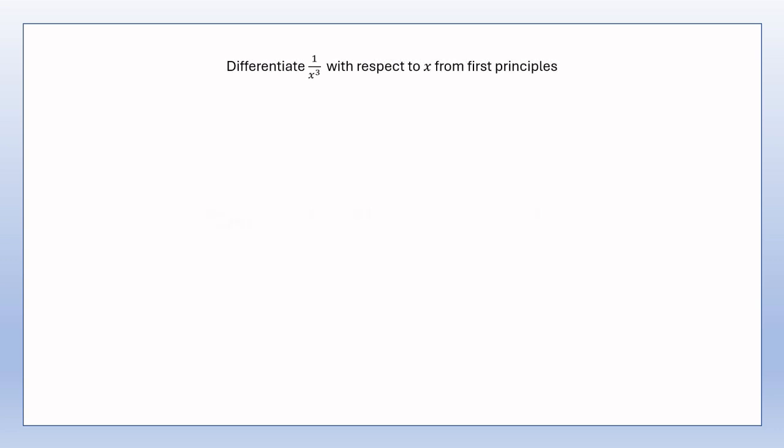As always, there is no reason to believe that the way that I solve these problems is the way of solving the problems. The solutions that I present are just the solutions that I came up with and which seem to work. So let's have a look at differentiating 1 over x cubed with respect to x from first principles. So let's set f of x equal to 1 over x cubed. And then of course we start from the limit definition of derivative as shown on the screen now.